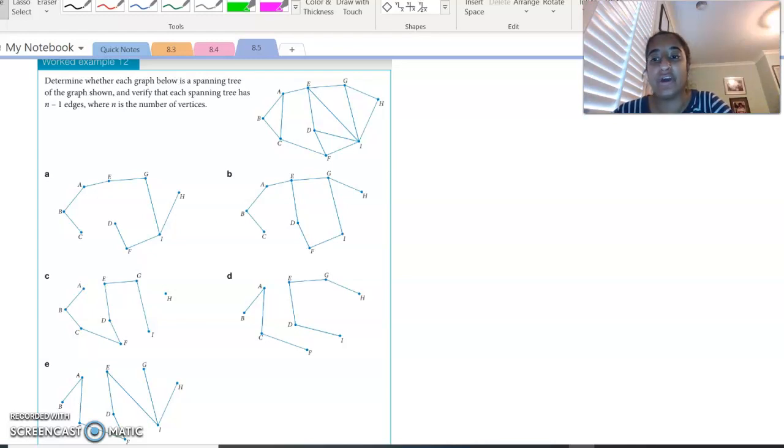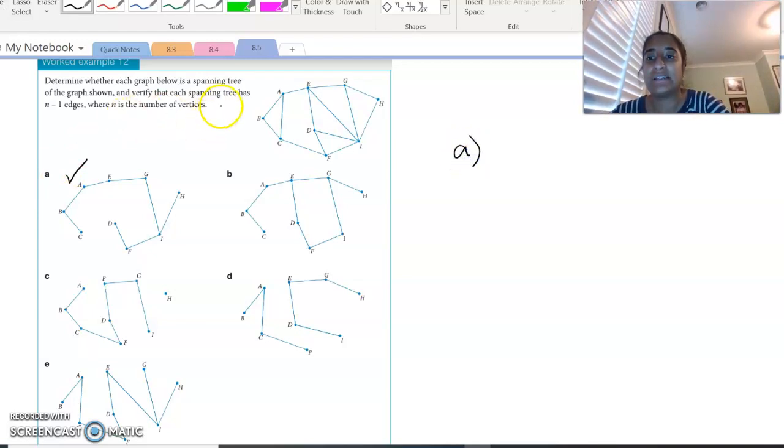It has all of the vertices of the original graph, C, B, A, E, G, I, H, F, and D all exist on the original, and it contains no loops, doesn't have any multiple edges, and it doesn't have any cycles in it. So A would be considered a spanning tree, okay?